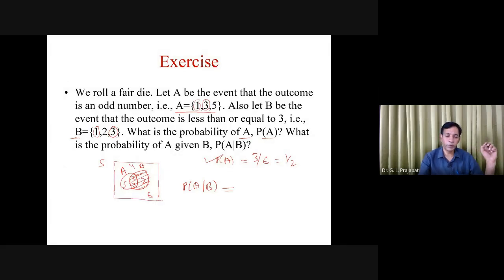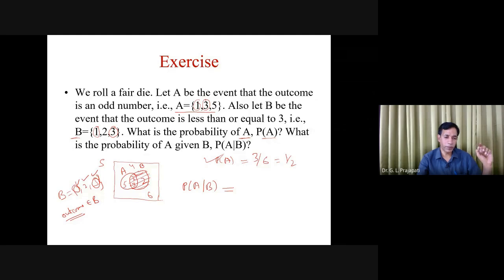We are going to determine the probability of A given that B has occurred. B has occurred means the outcome belongs to B, so your outcome is either 1, 2 or 3. A will occur if and only if the outcome is either 1 or 3. So once you are told that B has occurred, this becomes the sample space.